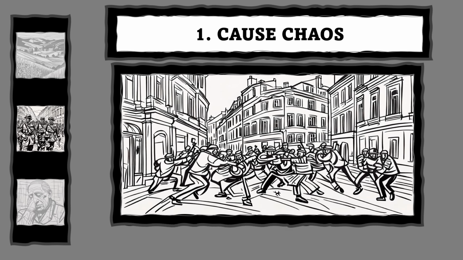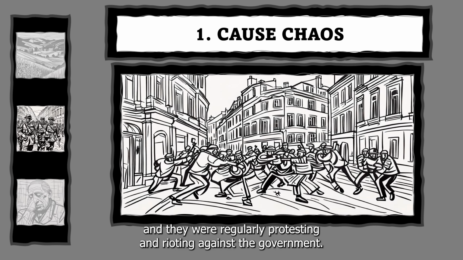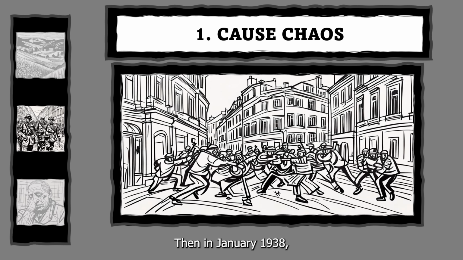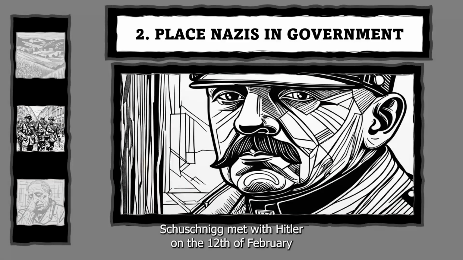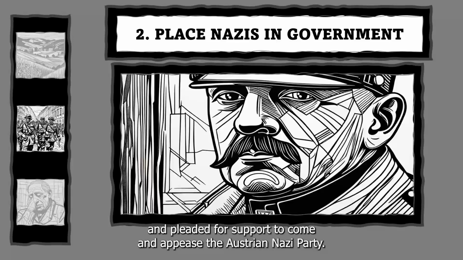However, by 1938, the Austrian Nazi Party had grown significantly in size, and they were regularly protesting and rioting against the government. Then in January 1938, Schuschnigg's office was raided by Nazis. In response, Schuschnigg met with Hitler on the 12th of February and pleaded for support to calm and appease the Austrian Nazi Party.